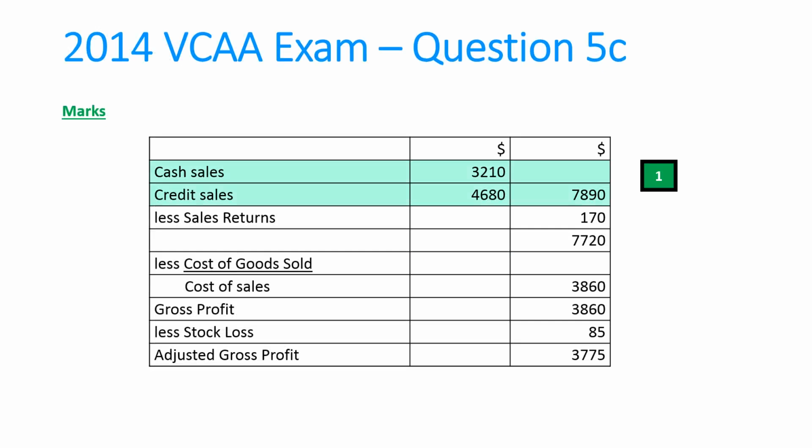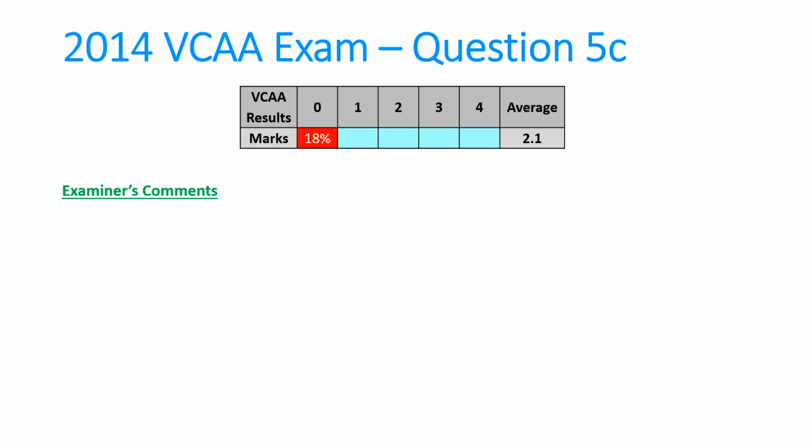Looking at the marks, there was one mark for the sales together, hence we said you could combine them into one figure if you want. Sales returns and net sales was 1. The cost of goods sold and gross profit together was 1, and finally the stock loss and the adjusted gross profit was 1 mark.